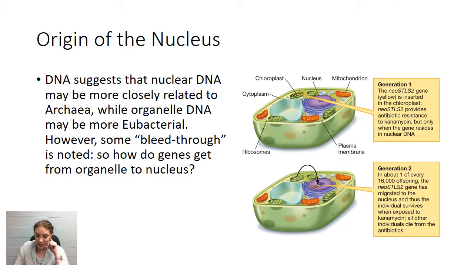So I mentioned that some think that our nucleus is actually an endosymbiont as well, or a fusion in some way. Part of that is because some of our nuclear DNA looks like archaeal stuff, and some of our organelle-based DNA actually looks like eubacteria. But we do actually get some bleed through, and this is where things get a little bit strange again.